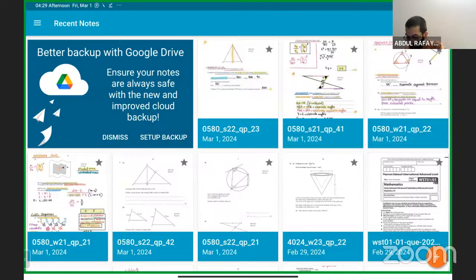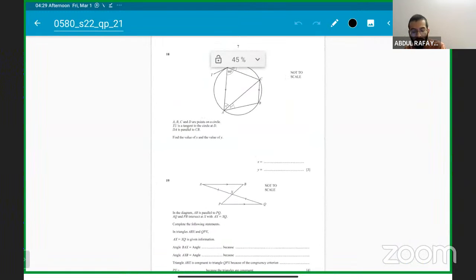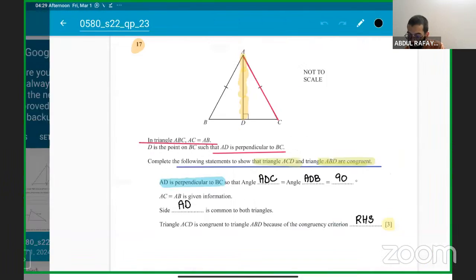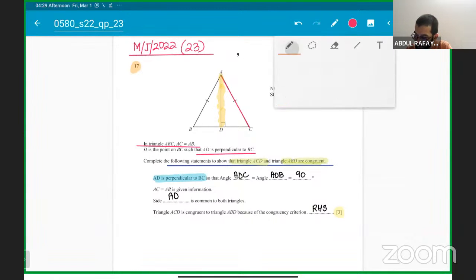Next, we talk about this one. So we have question number 18 and 19. Did we mention the paper here? I don't think we mentioned it, so let me mention the paper here. This is from a recent paper, May, June 2022, paper 2, variant 3. So this one is more recent and more important. They have tested this type of question. Everyone got this clear? Any questions, any problem, anyone?